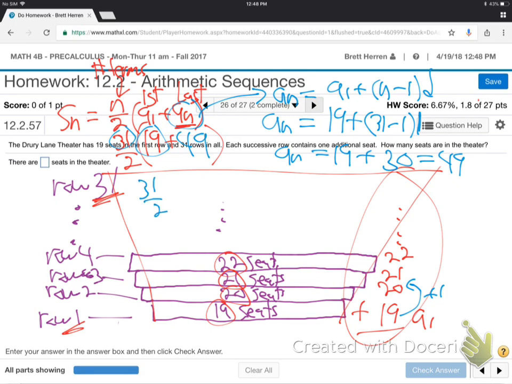Hit the button. 31 over 2 times, what is that? 68. 31 over 2 times 68. It is 1,054 seats in the theater. See how we did that?